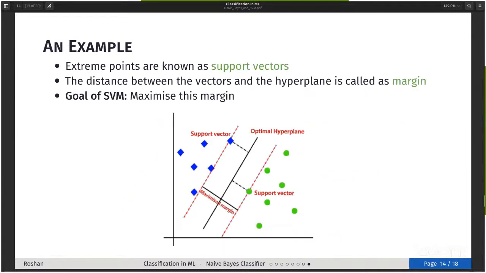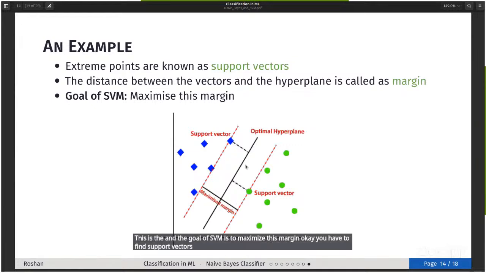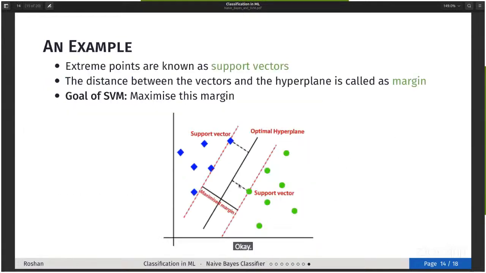And this is the goal of SVM, to maximize this margin. You have to find support vectors and you have to maximize this gap between the optimal hyperplane and the support vector. That is the goal. Any doubts till now? I'll wait for some time. Any doubts?